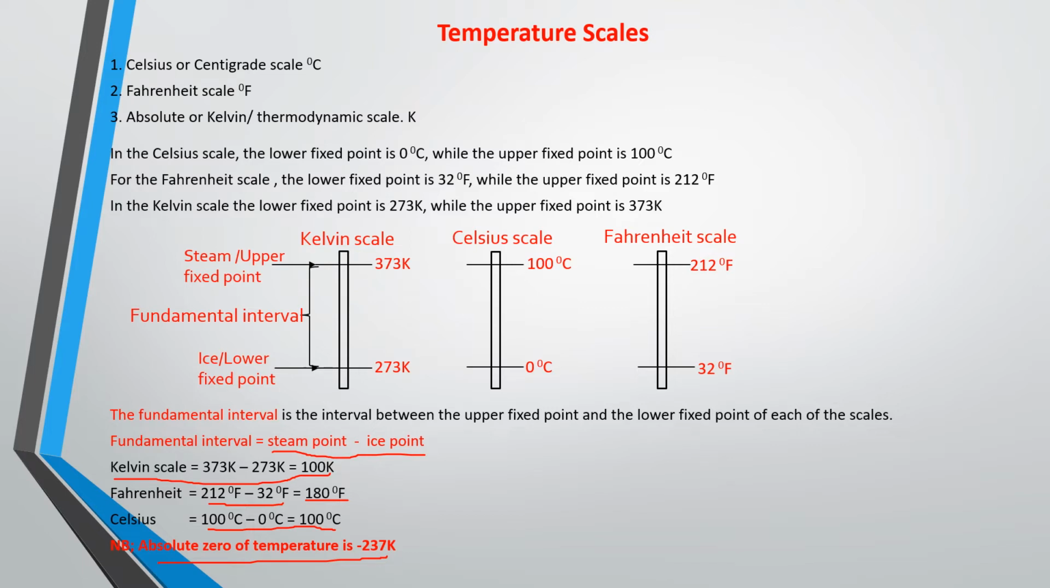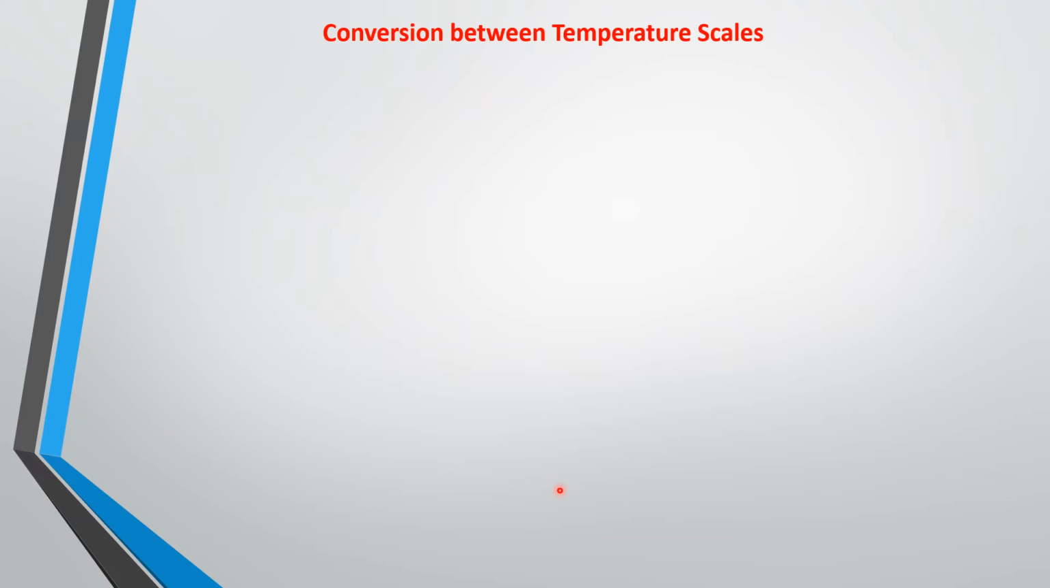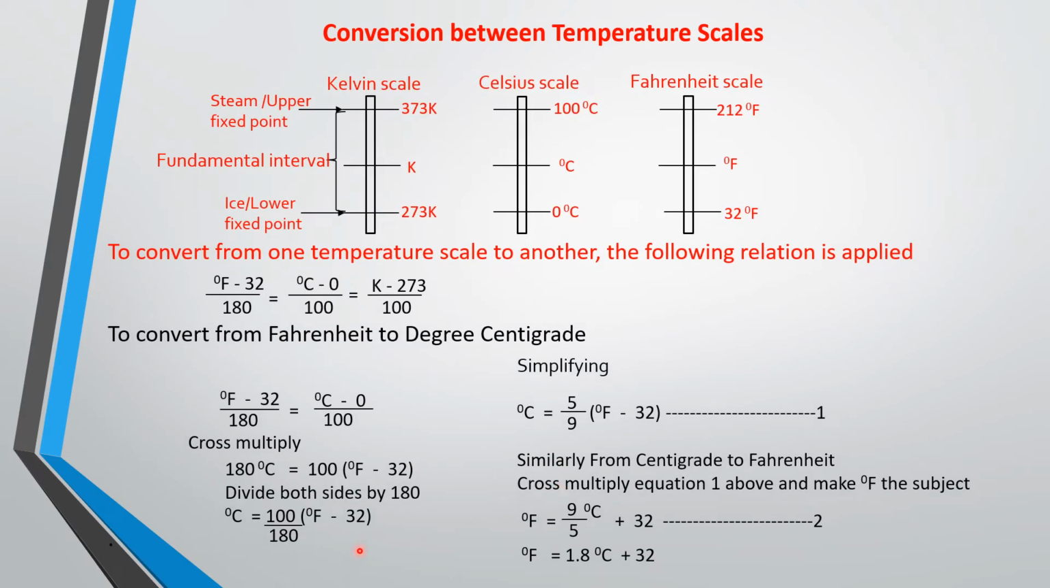Because we are going to convert, we are going to go straight to how you can convert from each of these scales to another. You can convert from Celsius to Fahrenheit, from Celsius to Kelvin, and so on, as the case may be. So that's where we are going right away. Conversion between temperature scales. To convert from one temperature scale to another, you apply this simple relation.